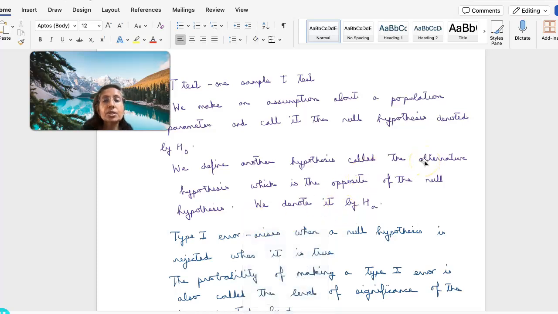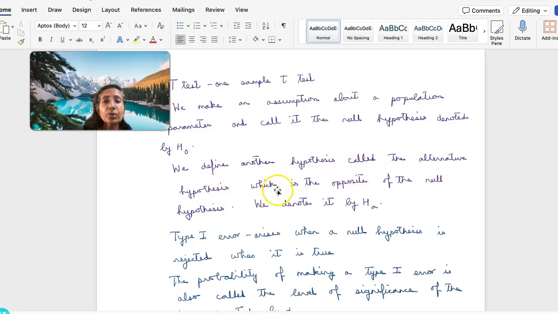So welcome to this class on t-test. This is a continuation of inferential statistics. So we will introduce the one sample t-test. Here we make an assumption about a population parameter and call it the null hypothesis, denoted by H0.